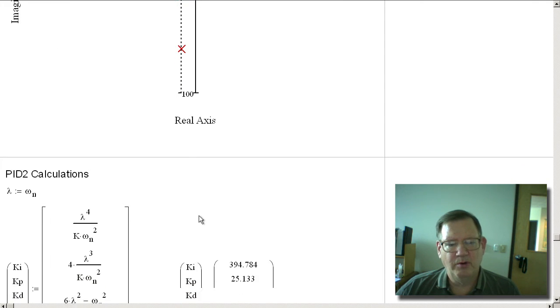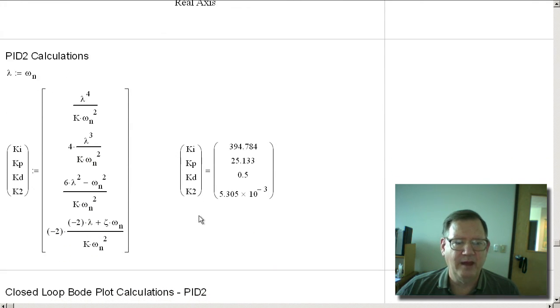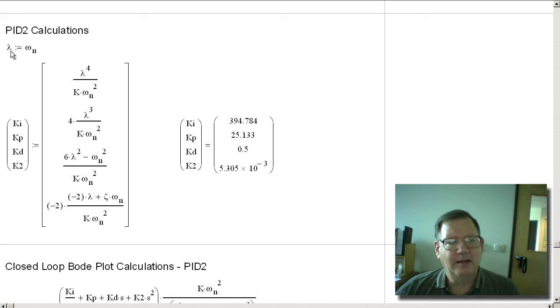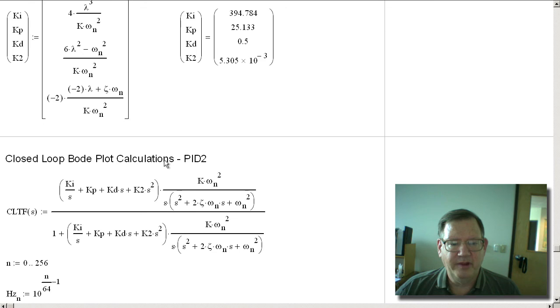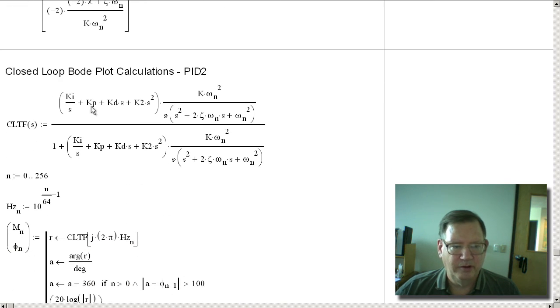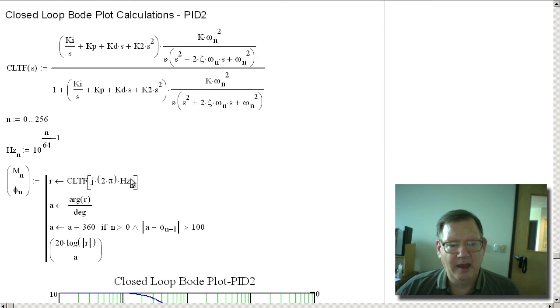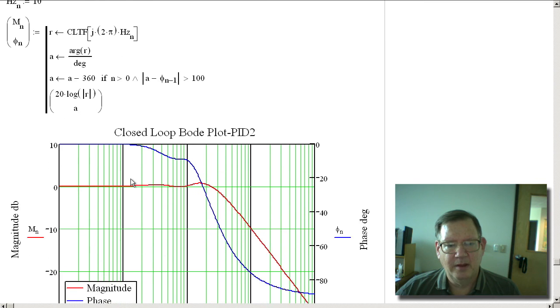Now I'm going to show you what happens with the second derivative gain. I'm using the same gain, natural frequency, and damping factor, but I'm setting the lambda to, in other words, the closed loop poles, they'll be set to a minus, let's see, was it 2 times pi times 10, which is about minus 62. So this is the closed loop transfer function, and I'm going to plot the Bode plot.